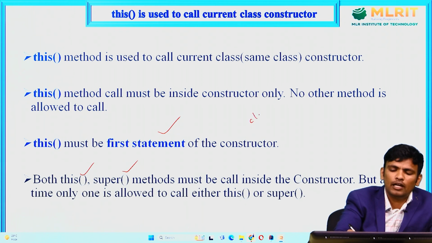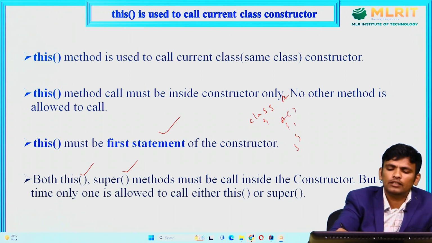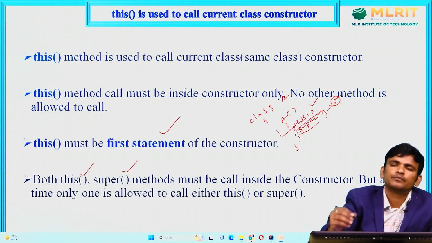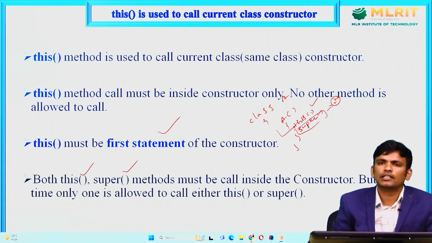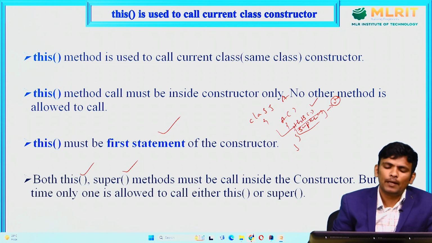Suppose I have a class, like class A. Now inside A I am using this method. The rule is very clear: inside a constructor it must be the first statement. So what if I call super here? It's not possible, because now the super method becomes the second line. So usage of this method and super method simultaneously is not possible, and it will throw a compile time error. Either you can use this method, or you can use super method. Both are not allowed at a time.